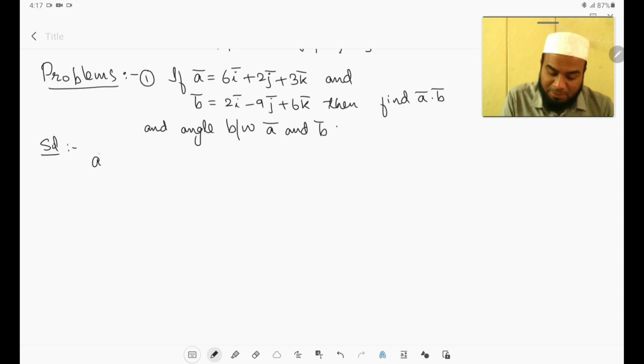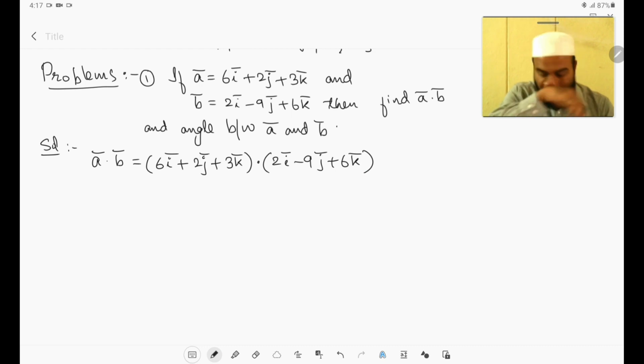So first we will compute a bar dot b bar. What is a bar? A bar is 6i bar plus 2j bar plus 3k bar. Right, this is a bar dot b bar. B bar is given by 2i bar minus 9j bar plus 6k bar.